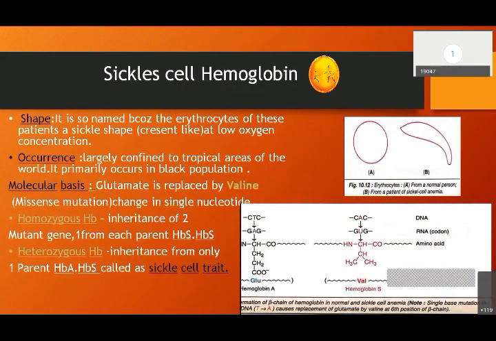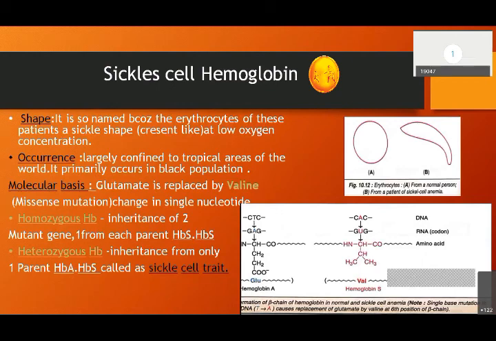The sickle cell hemoglobin shape. Normally RBCs are a round or biconcave shape, but in this disease the shape of RBCs changes into a sickle shape, and hence the name of the disease is sickle cell anemia. It is largely confined to the tropical areas of the world, and it primarily occurs in the black population. It is estimated that 1 in 500 infants in the USA is suffering from this disease.